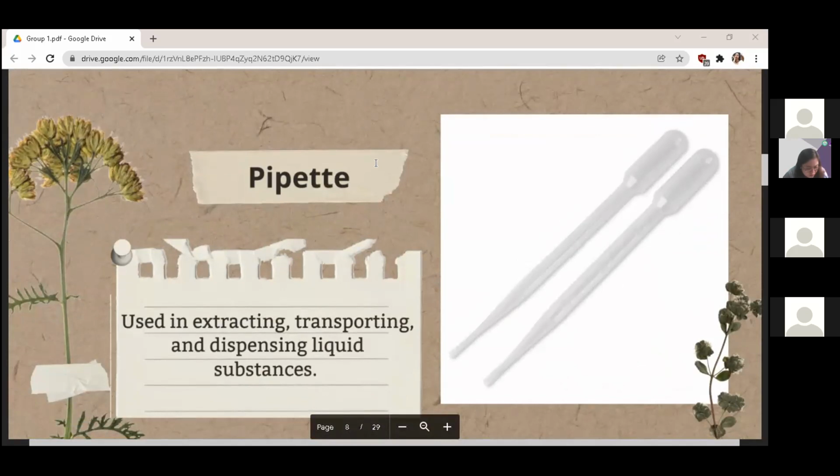Next is pipettes, used in extracting, transporting, and dispensing liquid substances. A pipette is a laboratory tool commonly used in chemistry, biology, and medicine to transport a measured volume of liquid, often as a media dispenser. Pipettes come in several designs for various purposes with differing levels of accuracy and precision, from single-piece glass pipettes to more complex adjustable or electronic pipettes.